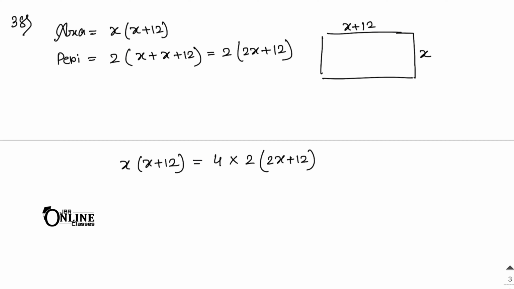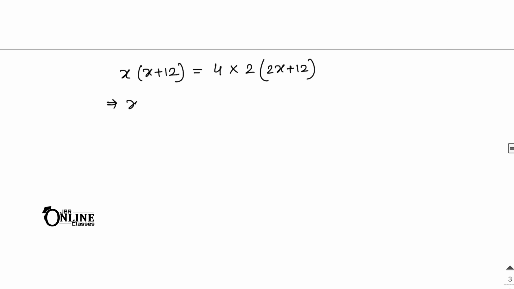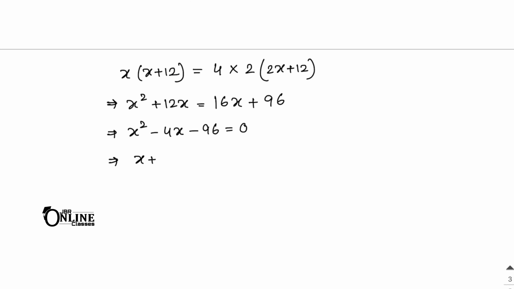Okay. So now you have to find out the dimension. So as here you can write down this one x square plus 12x, this one here 4 to 8, 8 to the 16x, and then here 12 into 8, it's 96. So that means here x square minus 4x minus 96, that equal to 0. So by middle term factorization, you will get here x plus 8 and then x minus 12, that equal to 0.